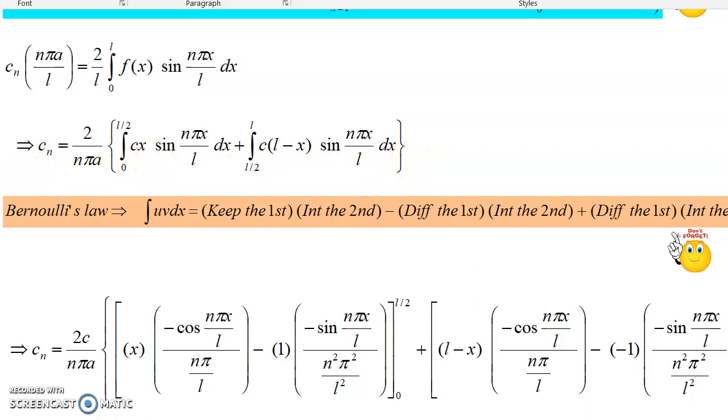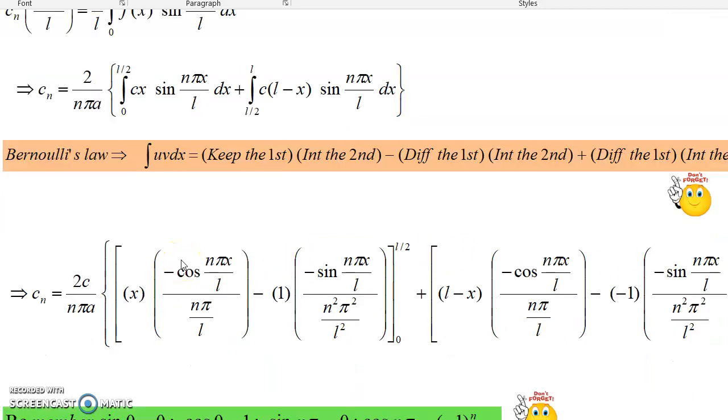Now look at this. You know how to integrate this using Bernoulli's law. Keep the first, integrate the second, minus differentiate the first, integrate the second, plus differentiate the first, integrate the second. It goes like that. So let us apply Bernoulli's law here. Look at the first integration, taking c out. First term is x. Keep the first, integrate the second. Sin when you integrate gives minus cos n pi x by L by n pi by L. Minus differentiate the first: x when you differentiate gives 1. Integrate the second: cos when you integrate gives sine. So minus, divided by again n pi by L, so n squared pi squared by L squared. This is from 0 to L by 2.